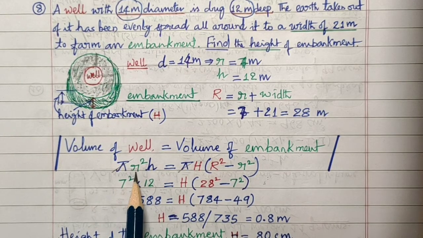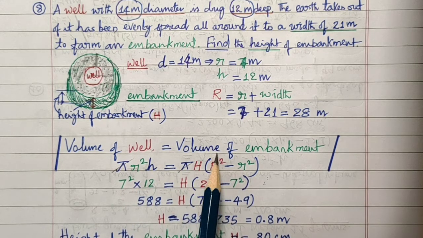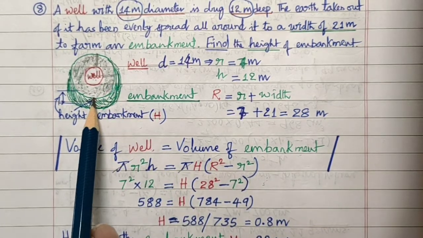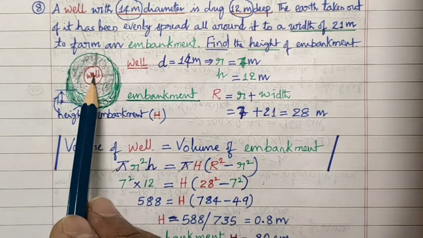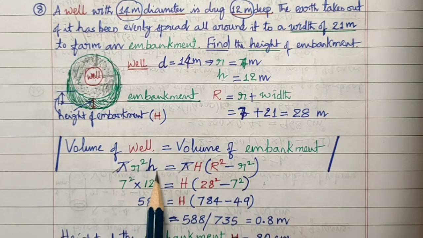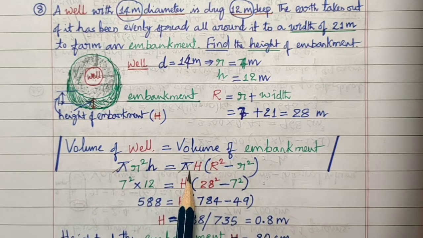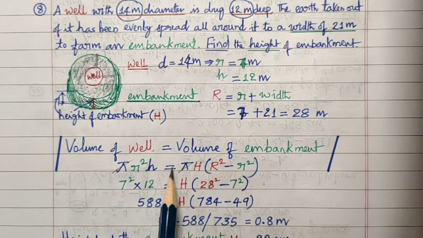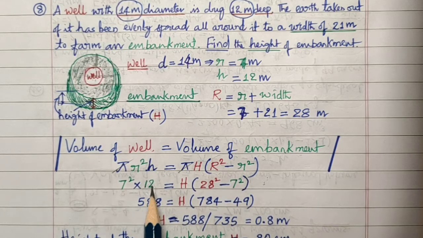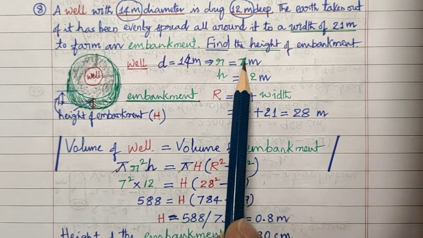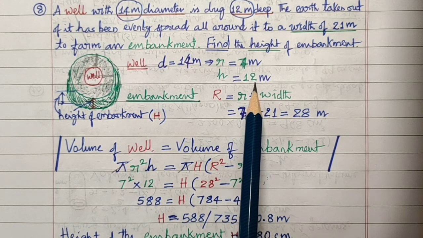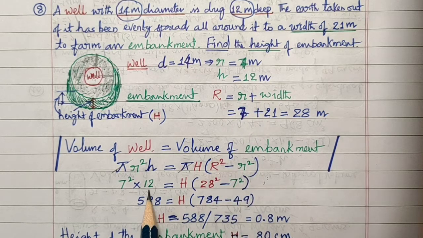The volume of the well is pi r square h, that is equal to the volume of the embankment, which is pi h times big R square minus small r square. We know all the values other than h, so we can easily find h, the height of the embankment. r square is 7 square, into 12, the depth of the well, that is 12 meters.